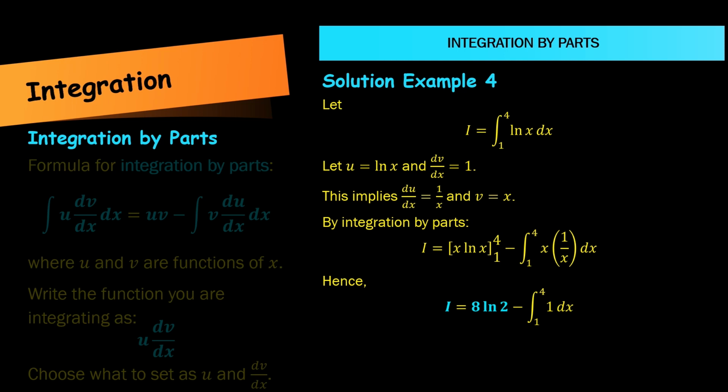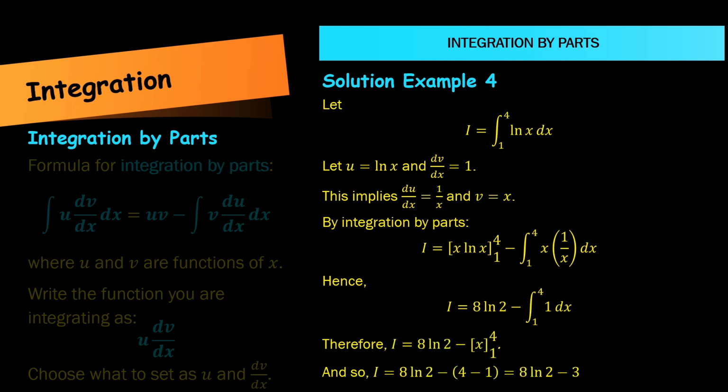And now let's integrate. We now have that I equals 8 ln 2 minus x between the limits 4 and 1. And of course, x between the limits 4 and 1 is simply 4 minus 1. So we have that I equals 8 ln 2 minus 4 minus 1, which is equal to 8 ln 2 minus 3, which is the value of our integral.